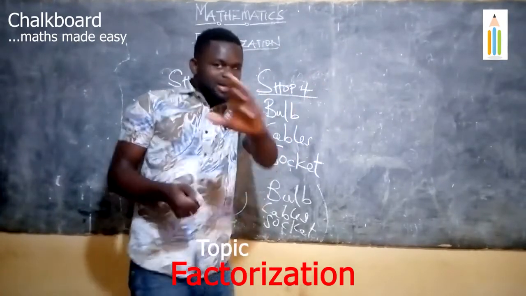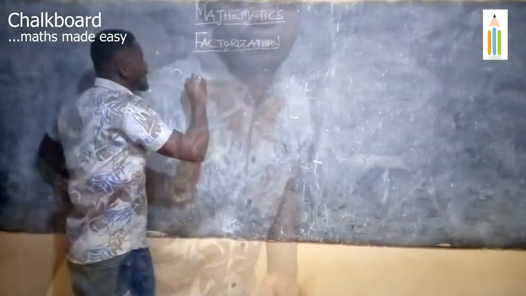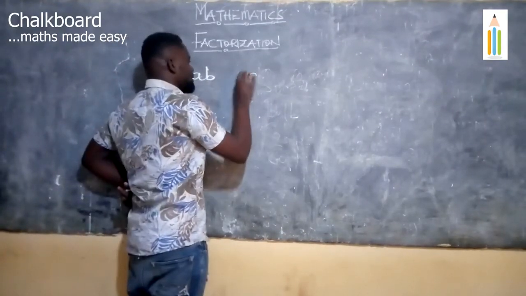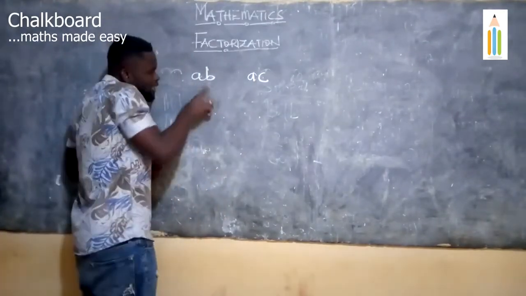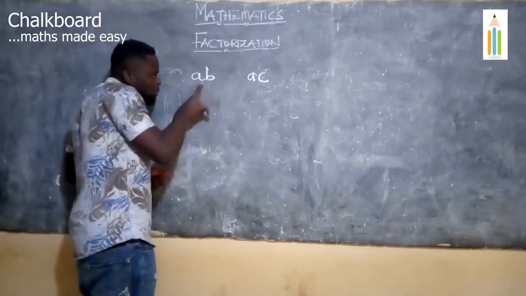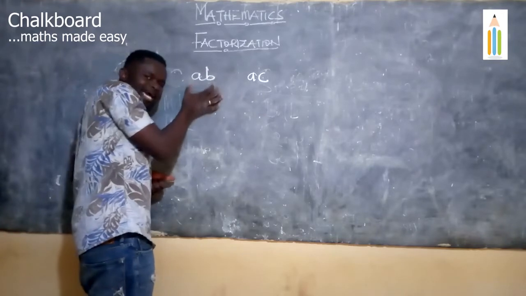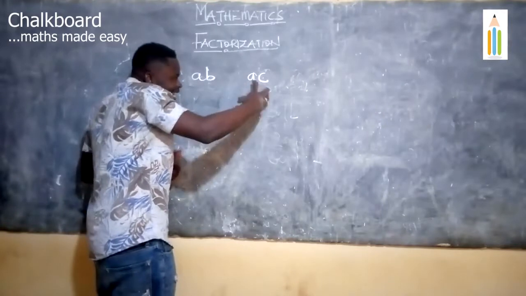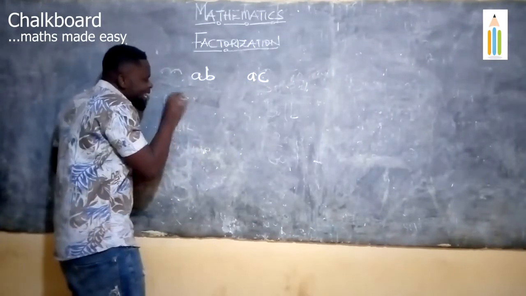Now let's work with some alphabets. We have AB and we have AC. If I compare AB to AC, which one is common? A is common because A belongs to this side and also A belongs to this side. So we can bring the A's outside. So I bring the A out.